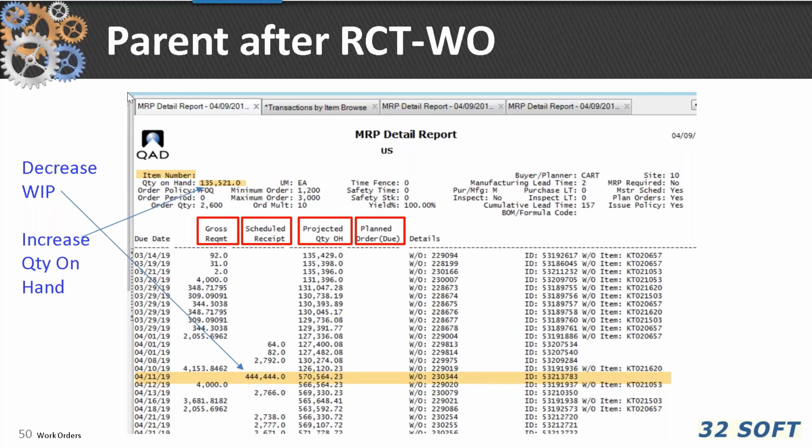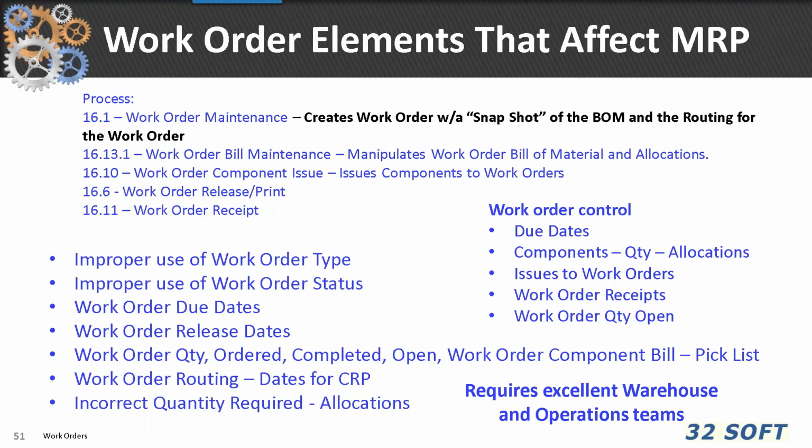There are several issues that could adversely affect processing of work orders in your MRP environment. These might include the improper use of work order types, work order statuses, unforeseen shortages, no standard corrective action, work order due dates, release date, routings, incorrect quantity required and allocation. This process requires excellent warehouse and operation teams, and they need to be trained on how their actions affect MRP.